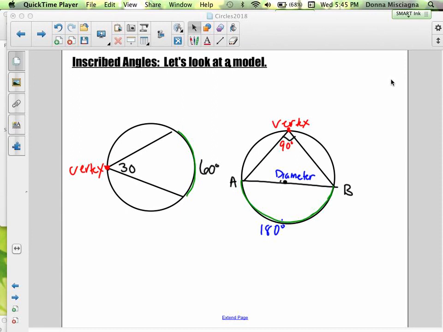Thank you for completing the Collaborate board. What do you notice? What do you wonder? I'm going to go over some things that I notice about these two diagrams.